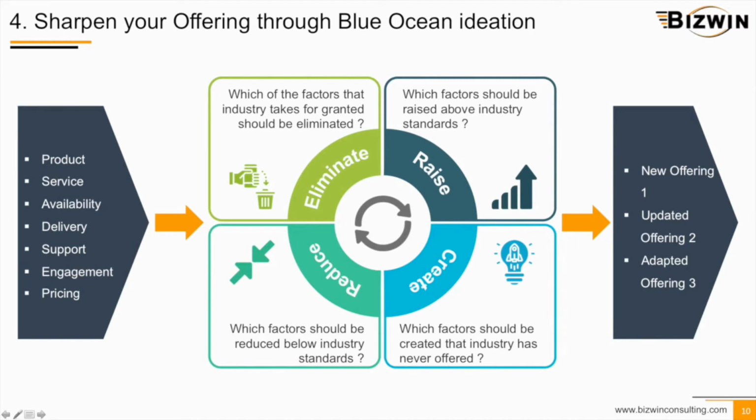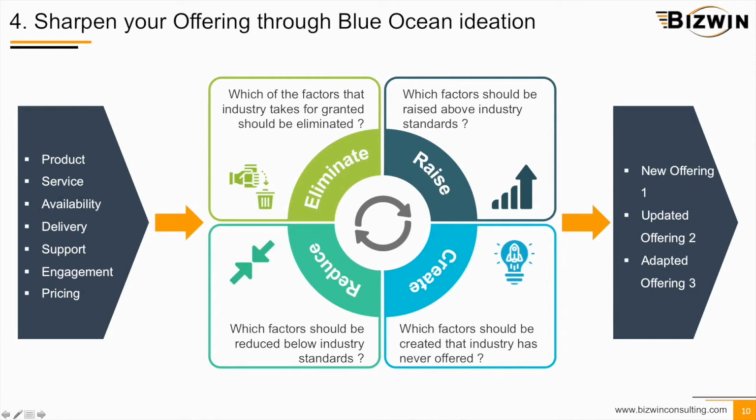Now, before we implement the blue ocean ideation, we need to understand what can be the source of differentiation for our offerings, whether it's products, solutions, or services. So we have listed 7 sources of differentiation. This can be the product itself. This can be the services. So we have differentiation here.